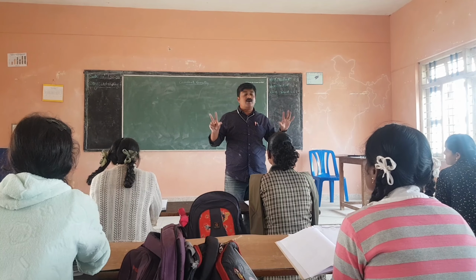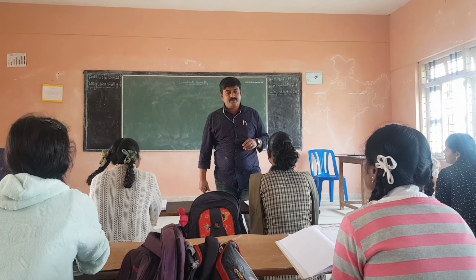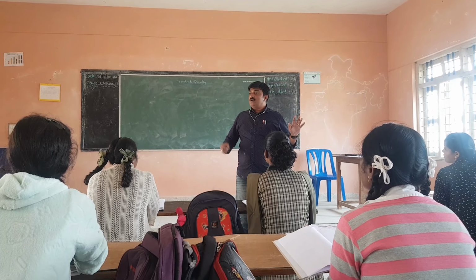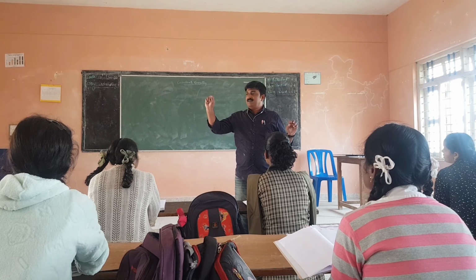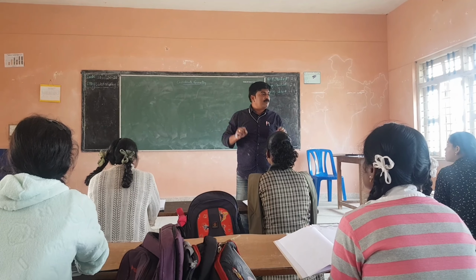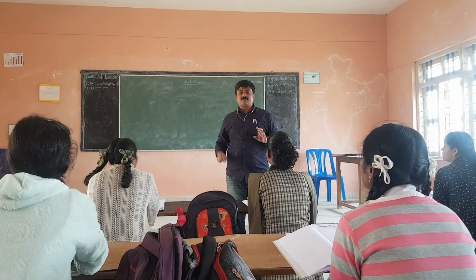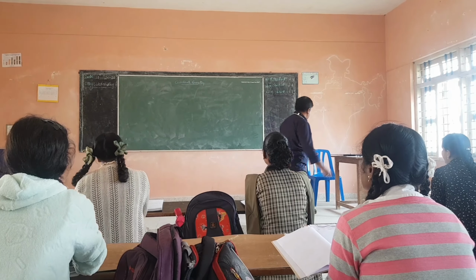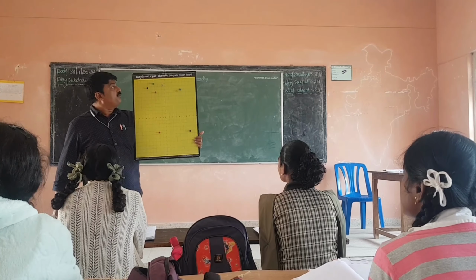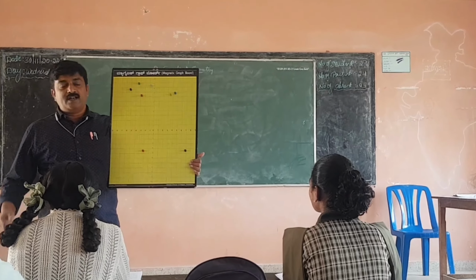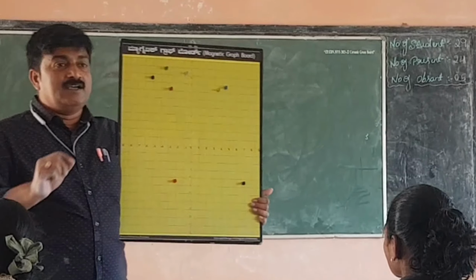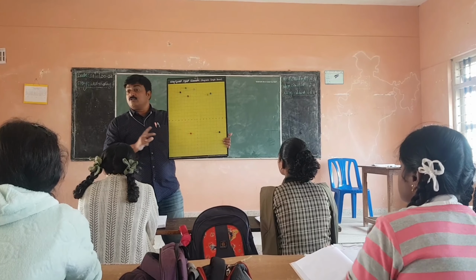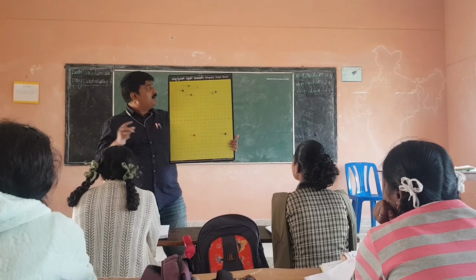Now coordinate geometry, let us discuss. First, locate a point in a plane. How do we locate a point? We will discuss that. That's why we have a special instrument. What is it? Magnetic graph board. You have seen it in 8th class or 9th class. Graph is not there, so this is a different type of magnetic graph board.